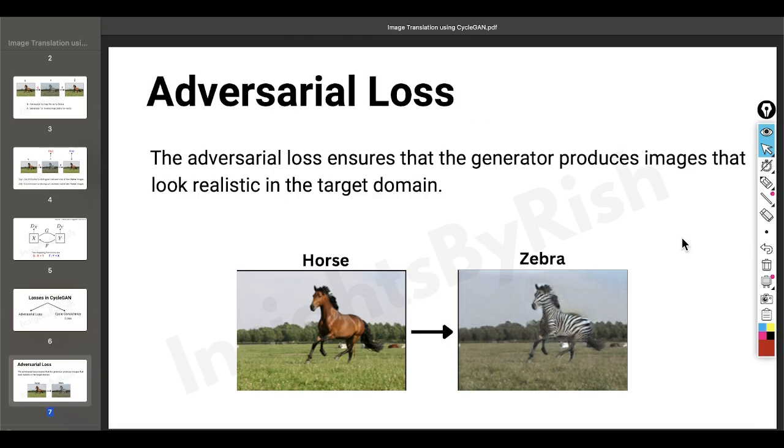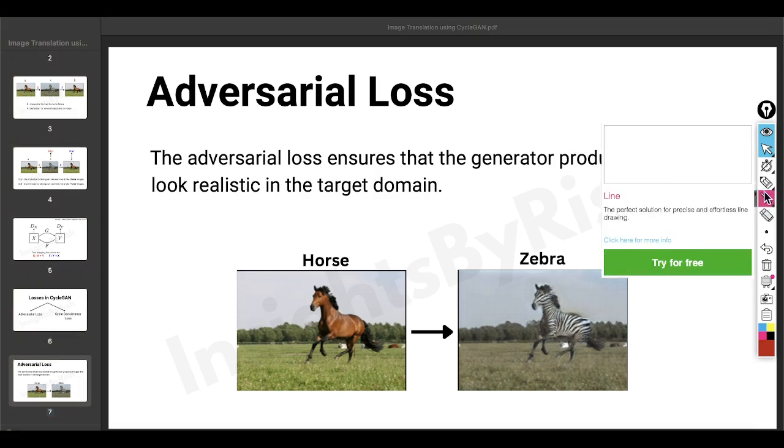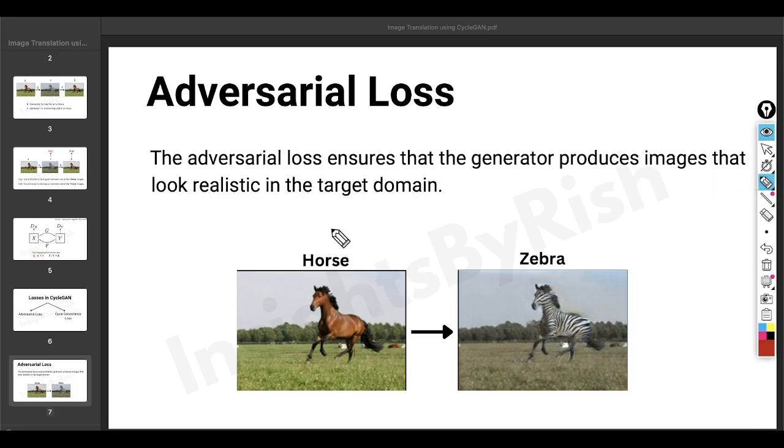Adversarial loss ensures that the generator produces images that look realistic in the target domain. Now let's try to understand the statement here. As you know, horse is your domain X and zebra is your domain Y. With the help of generator G, you are generating images from the horse images. Let's say you had these original horse images here. Out of these original horse images, which belong to domain X, you generated some fake zebra images with the help of generator G. So the output of generator G is G of X, which are some fake images of zebras.